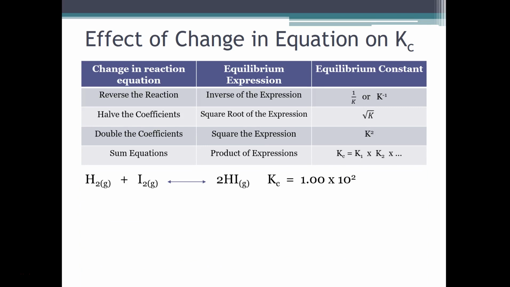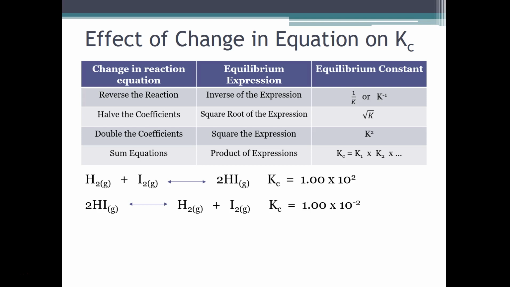All right, so we can change the value of K sub C if we change certain things about the equation. So here we have an equation with gaseous hydrogen combining with iodine to form gaseous hydrogen iodide, and the K value is 100. So if we reverse that reaction, we'll take the inverse of the K value.